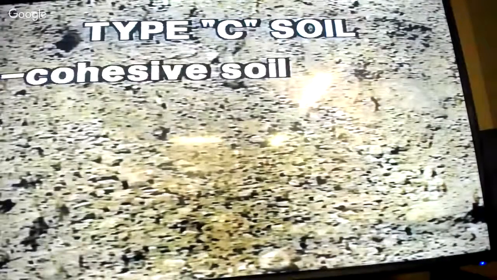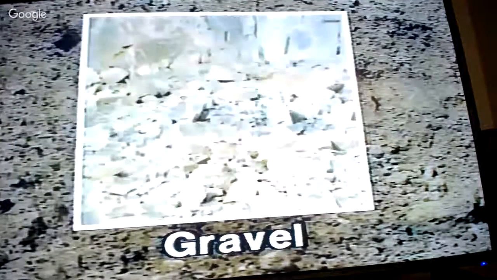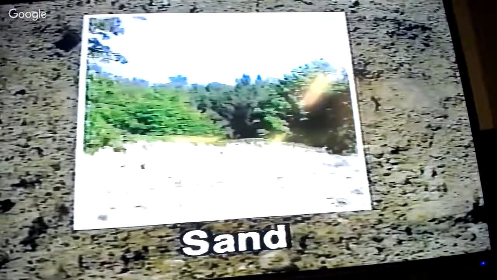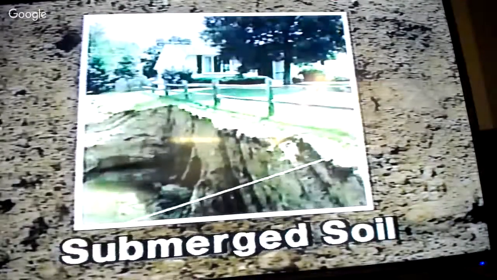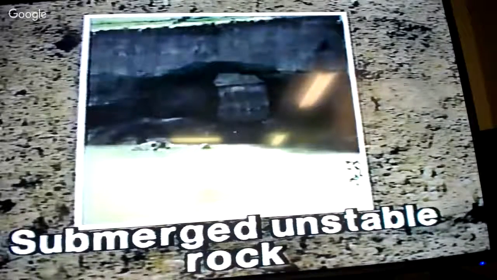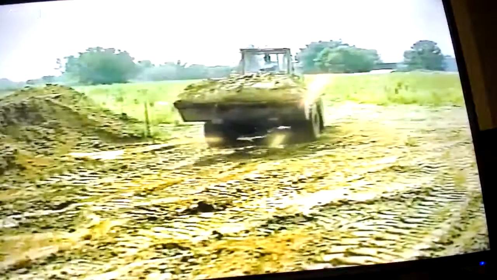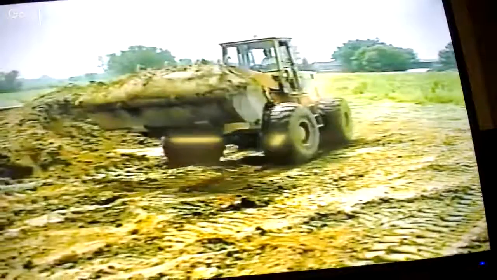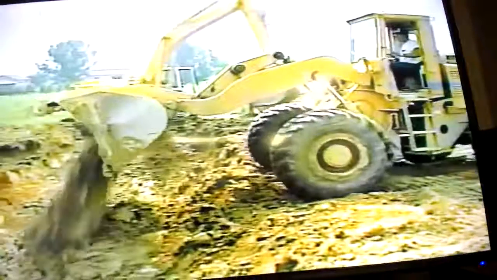Type C soil is cohesive soil with an unconfined compressive strength of 0.5 tons per square foot or less, or granular soils including gravel, sand, and loamy sand. Other types of type C soil include submerged soil, soil with seeping water, submerged unstable rock, or material in a sloped layered system. If you are ever unsure of the exact soil classification, it should be treated as type C.